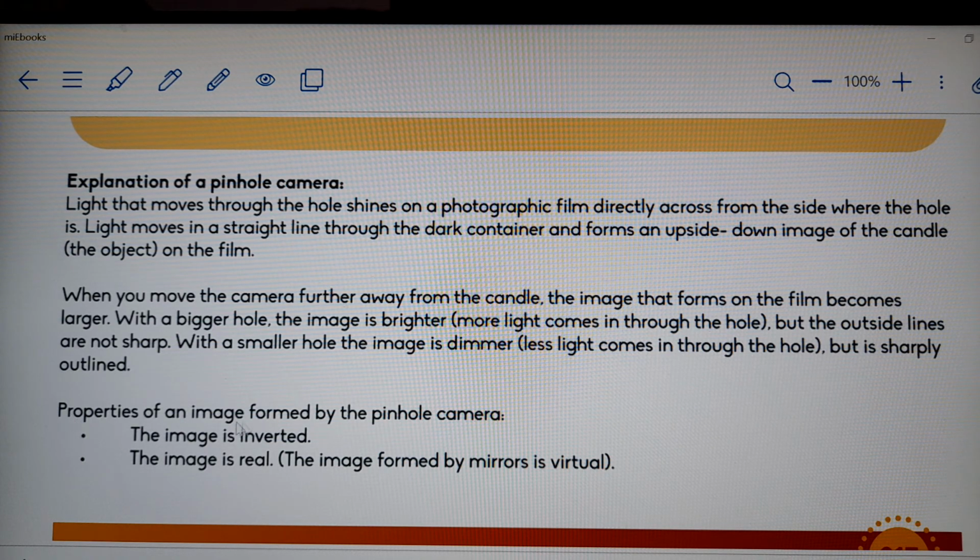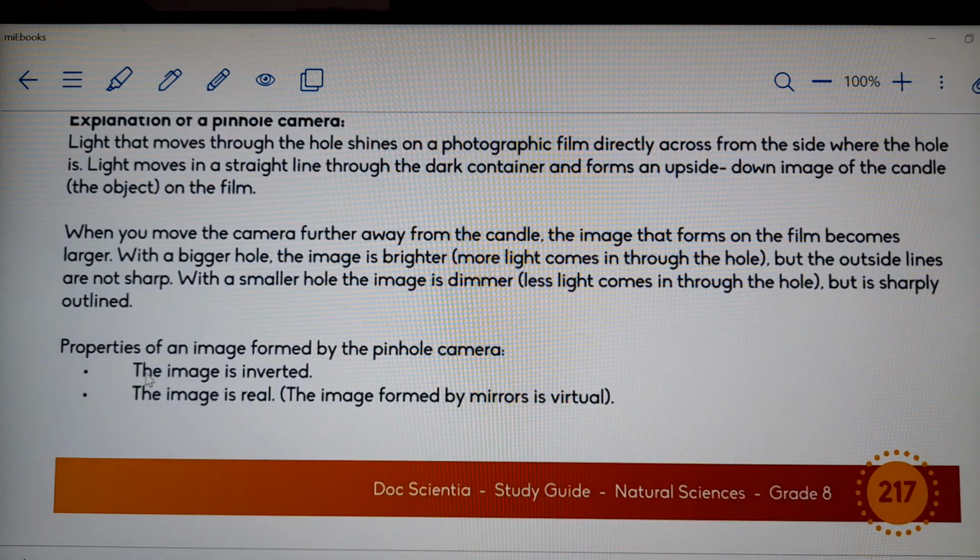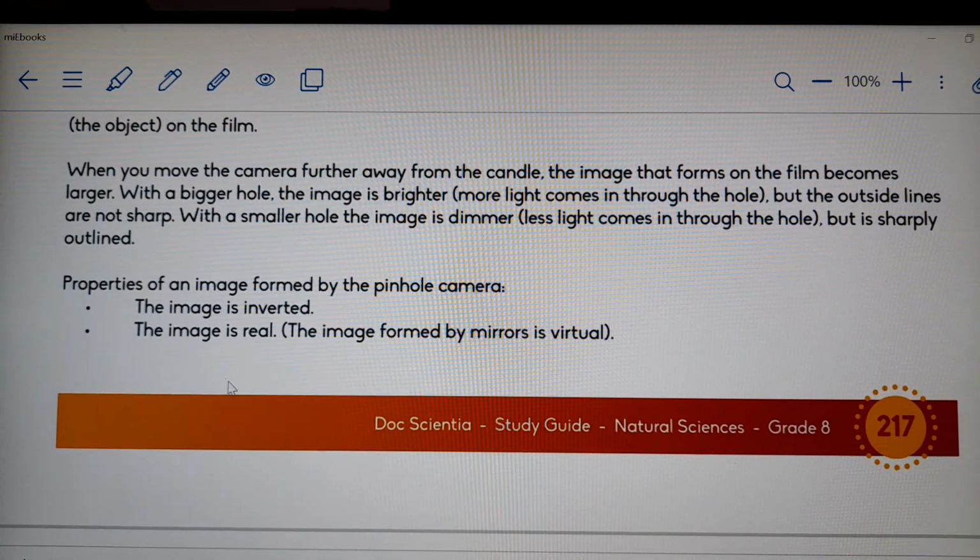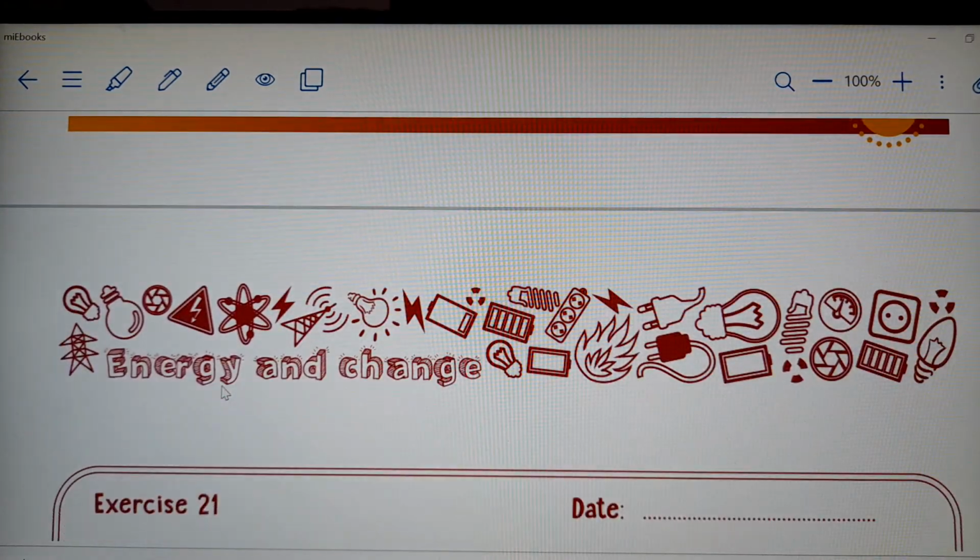So what are the properties of the image that is formed by the pinhole camera? We've learned that the image is inverted, the image is real, and these are the two properties. The image is inverted and the image is real. Okay, it is as you see it.